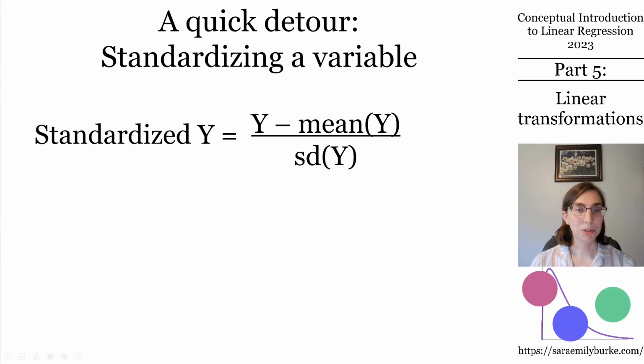A quick detour. Let's talk about standardizing a variable. The standardized version of a variable is what you get when you subtract the mean and then divide by the standard deviation. This process is also called z-scoring. It quantifies how many standard deviations from the mean each value in the variable is. Using this variable in a statistical model will change the units to standard deviations instead of the original units of the variable. It will also change the reference point to the mean of the distribution.